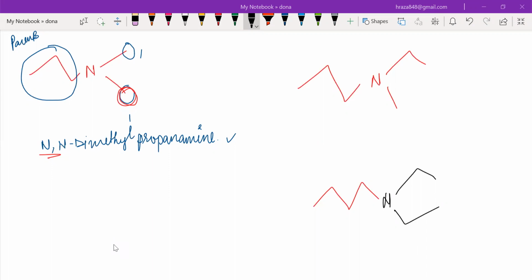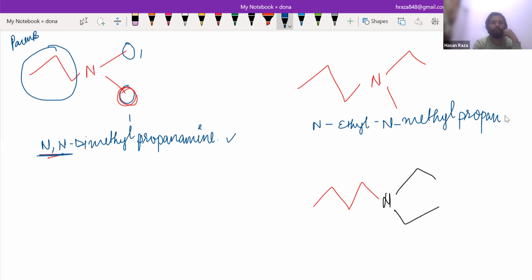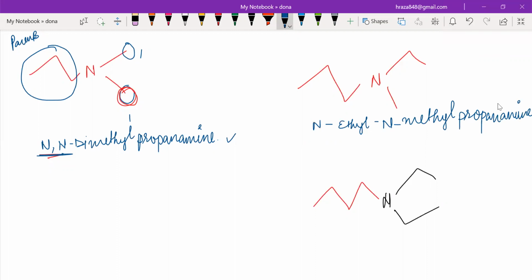So is the first one N comma N methyl ethyl? No, no, no. See, follow the basic rules. I used together, both together, N comma N dimethyl. If you have different substituents, you have to write twice. Like you have to write N ethyl first, because it comes first in alphabetical order, and then N methyl. Are you getting my point? Yes, sir, propanamine. You cannot use N comma N together if the substituents are different, right? Okay.